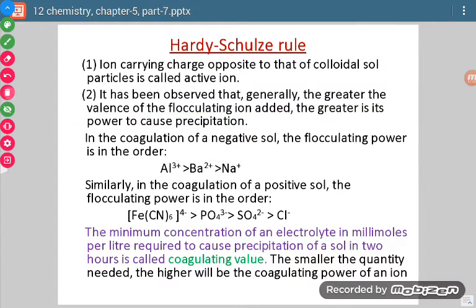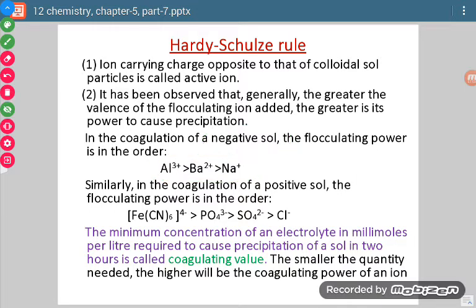Okay. So what is the rule? The power of a coagulating ion or flocculating ion is directly dependent on its valency. For example, if there is a negative sol and we are using 3 different electrolytes, then the electrolyte in which the positive charge on the ion is more will be more effective. So we have to use less of it, okay, for total coagulation. So in this case, if aluminium, barium and sodium ions are to be used, then the order will be aluminium is greater than barium is greater than sodium.